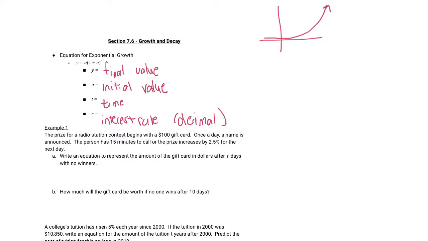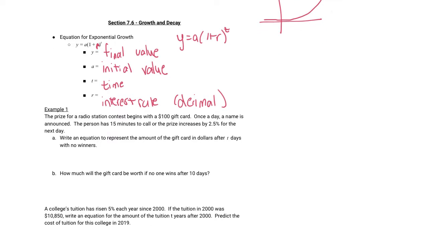All right, I'm also noticing up here at the equation, there's actually a typo. This N should be an R. So this should read Y equals A times (1 plus R) to the T power.